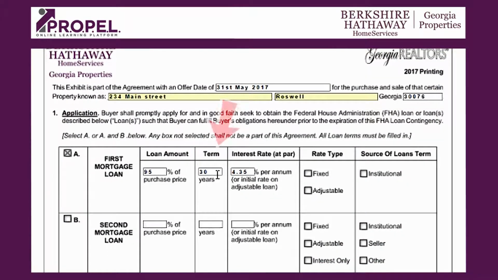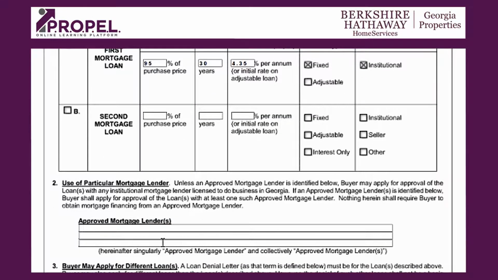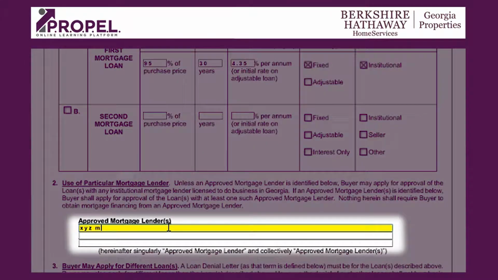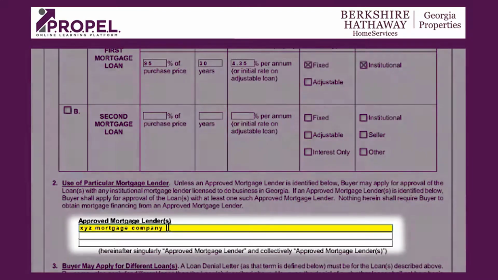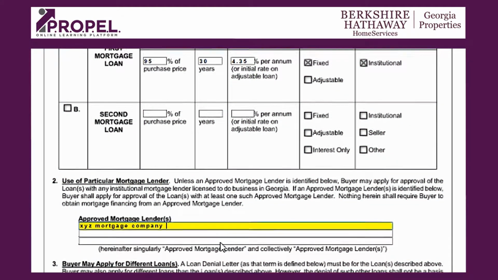You're going to obviously talk about the terms and the interest rate and whether it's fixed, and FHA is always institutional. The nature of FHA loans, it could be adjustable or fixed. You check one of those two boxes. But again, you've had this conversation with your lender or the buyer's lender, depending on who they're using. You're going to put in here XYZ Mortgage Company, and fill in the information. Maybe put the lender's name and phone number there for all the parties to see.